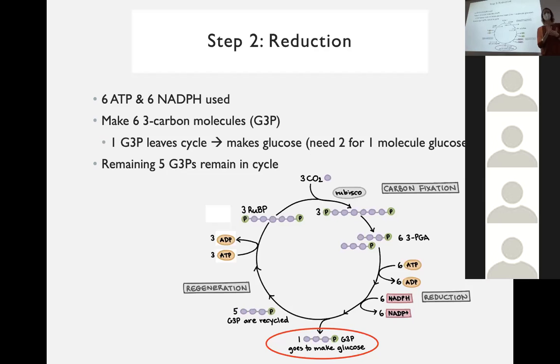So yeah, if you're ever confused about any of the in-betweens, I can try to smooth it out for you. So hopefully that makes sense up until this point. This is just the reduction step over here, where we're going to make that G3P. One of those, like I said, is leaving the cycle to make glucose. The other 5 stay in here to keep the cycle going.